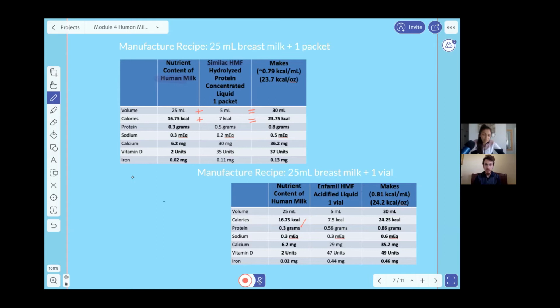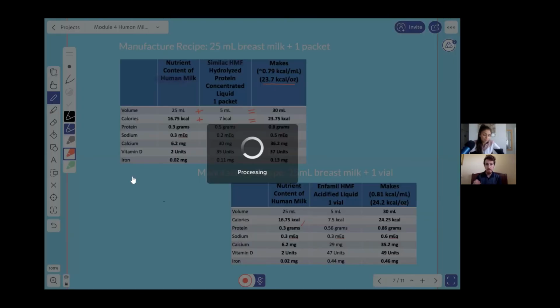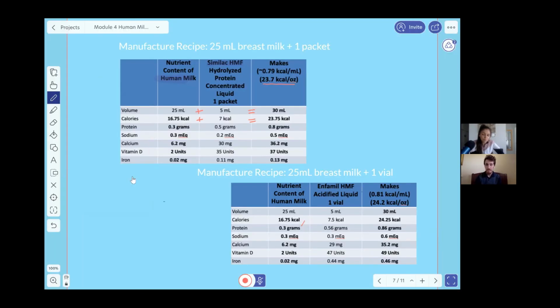Nick, do you want to tell me why up here we have the 23.7 kcals per ounce, and then how we got this 0.79 kcals per milliliter? Well, I think you did a great job of explaining it in the previous slide, but the values that we have here in the column are per ounce. So what we want to do is convert that per ounce value to per milliliters.